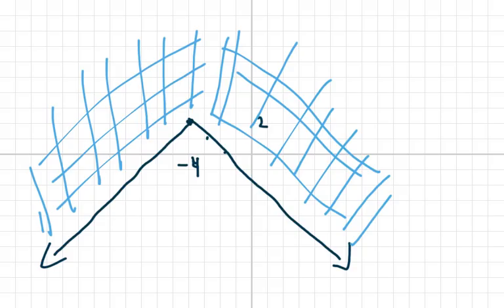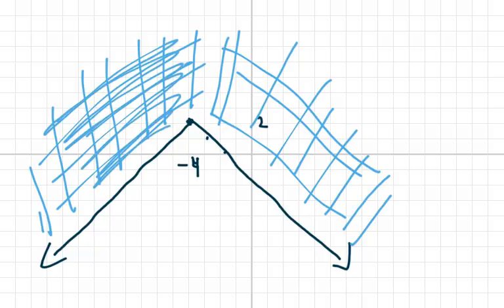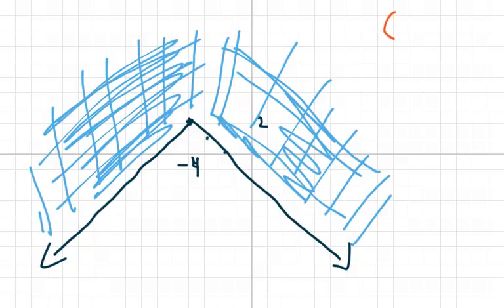Okay, next one. Now this is an inequality. So right here, this blue stuff here is shading. This is supposed to be shaded on the top over it, and it's an inequality. So the first thing I want to do is find my vertex, which is -4, 2. It's opening down. What's my slope? My slope is -1.